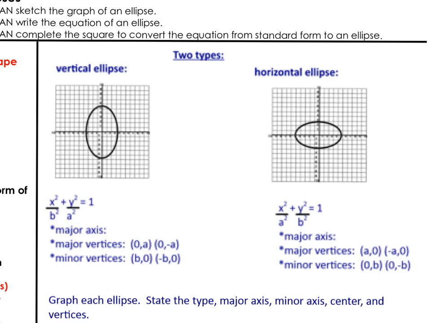To write an equation of an ellipse in standard form, we have two types. And I apologize that this is blurry. I cut this from another note packet and it didn't copy very well. So I apologize for that.